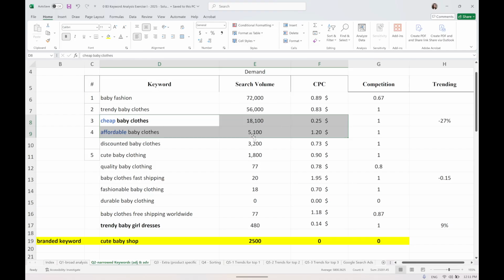Okay, only 5,000 out of 18,000, so that's around 30% of the market is searching with the word affordable for cheap baby clothes. And also it seems like more and more businesses are doing what I'm trying to tell you, that we are afraid to actually bid on the word cheap because this is what marketers are telling us.